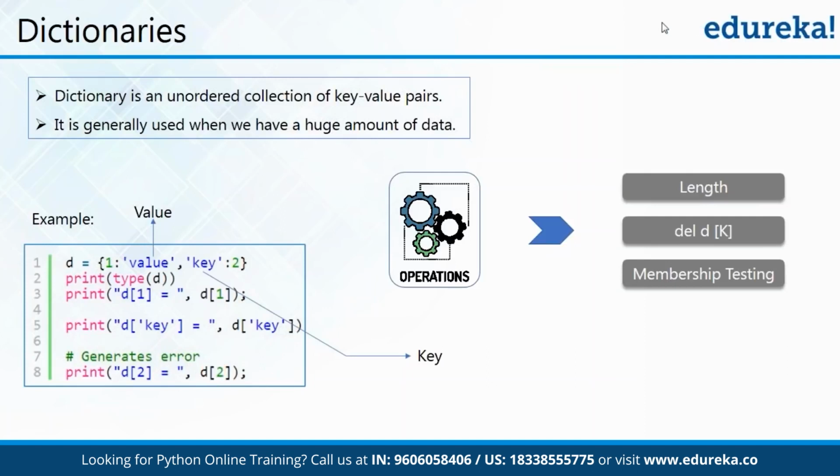Now with dictionaries also you can perform multiple operations, like you can find the length, you can delete, and you can perform membership testing, all those things. So we'll have a look at these operations one by one. For that I need to go back to my PyCharm. So I'll go back to my PyCharm and I'll execute all of these operations practically.